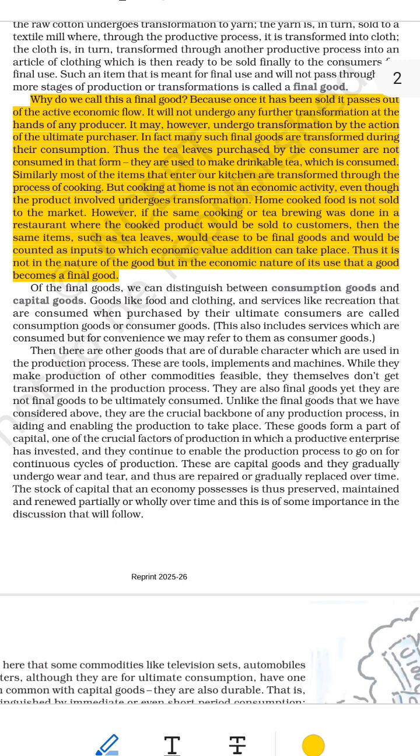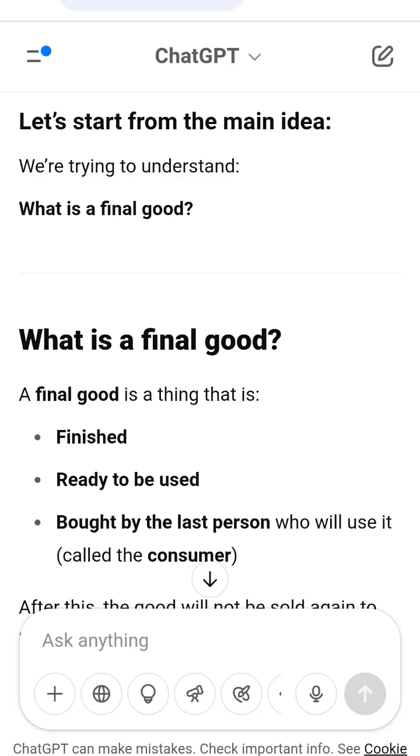6. So what really matters is how the good is used. This is very important. A thing is called a final good not because of what it is, but because of how it's used. Same item. Tea leaves at home equals final. Tea leaves in a cafe? Not final.